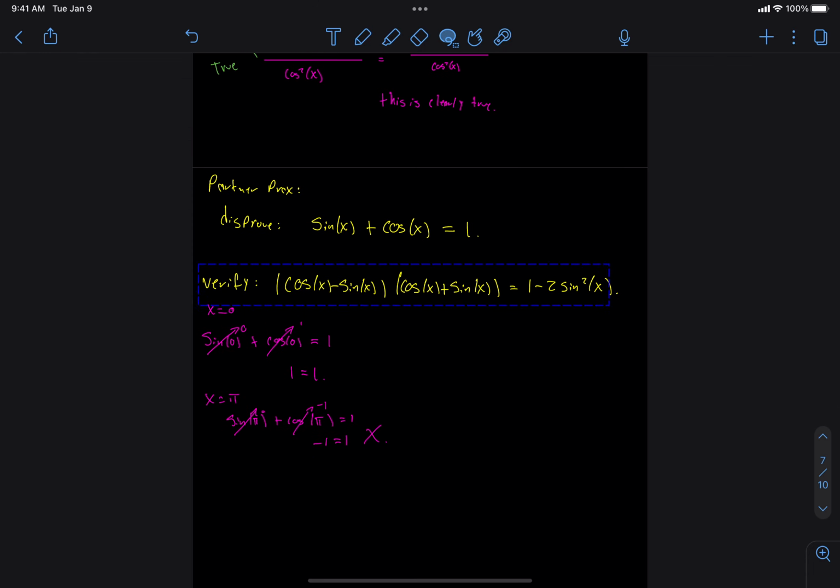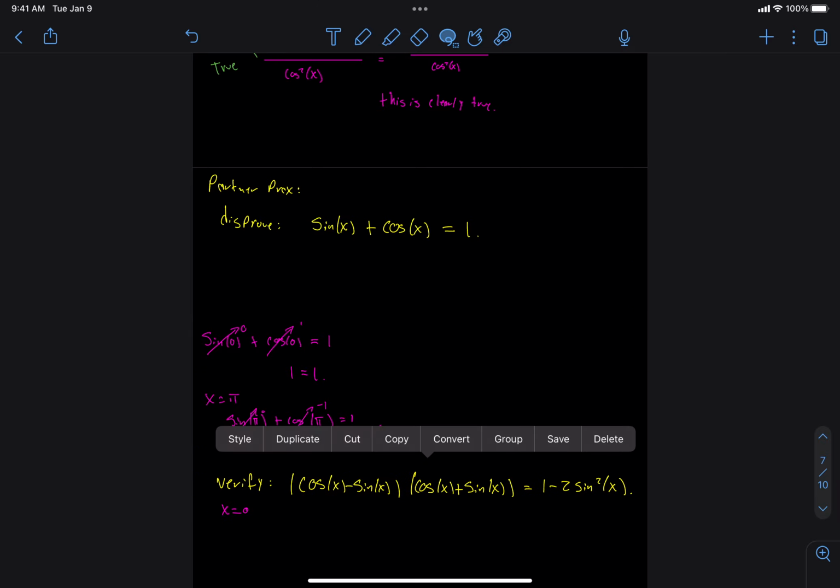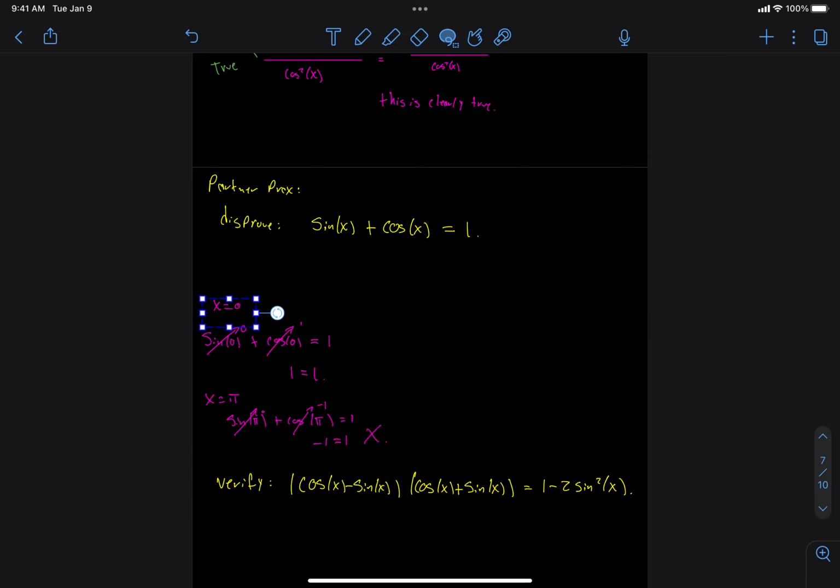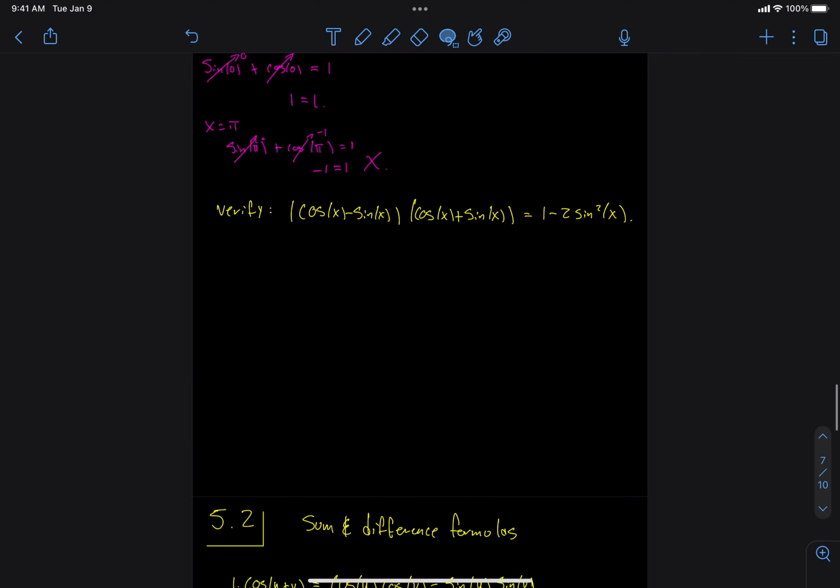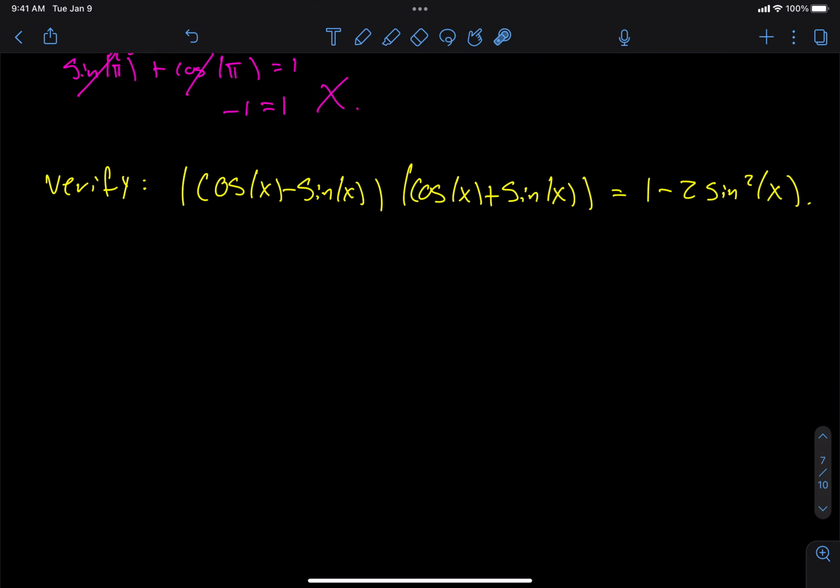Okay, then let's talk about the verification one, because that one I think is more interesting. For the verification one, there are a lot of different things I could start by doing. But loosely speaking, it's usually good to start on what we call the more complicated side. To my eye, the more complicated side is this side here. And what I see is a product of a sum and a difference.